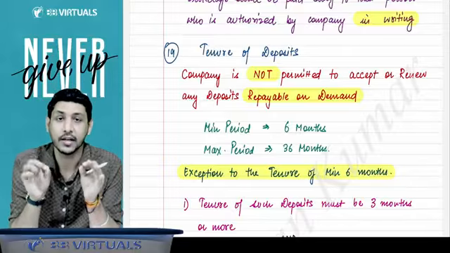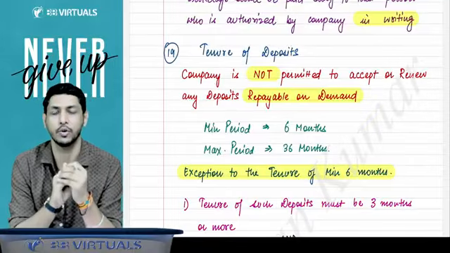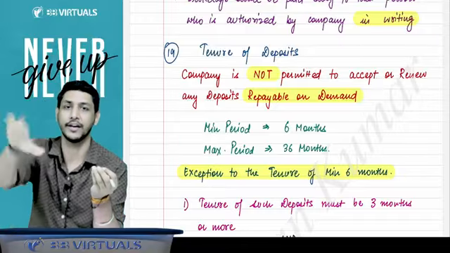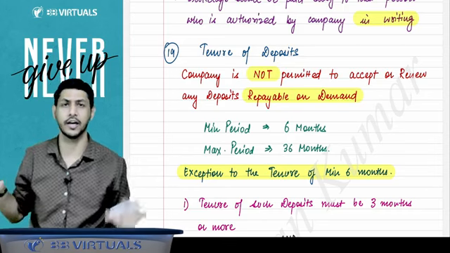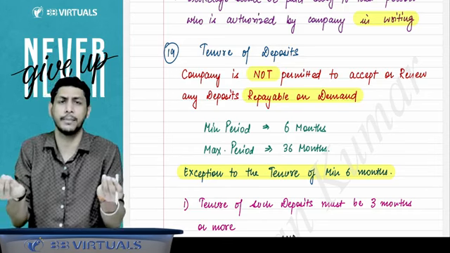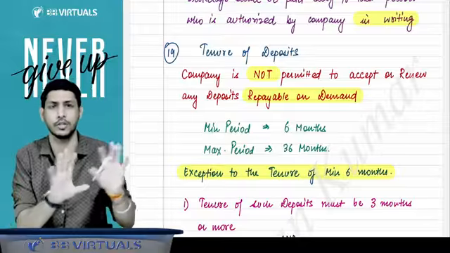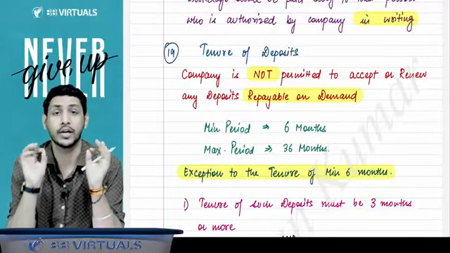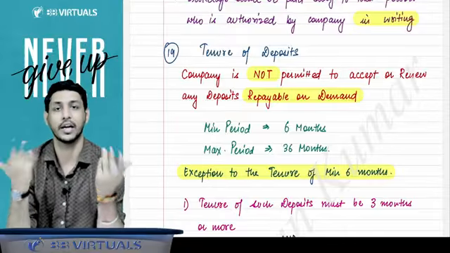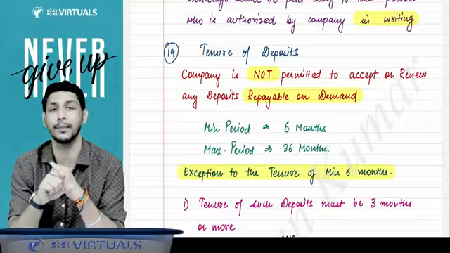The company is not allowed to accept a deposit which is repayable on demand. You understand repayable on demand: whenever the depositor comes and says, I have a small wife and small children, they are not able to survive, please give me my money back. It's not like that. We don't care about them. You cannot ask at any time for repayment of the deposits. Deposits are never repayable on demand.